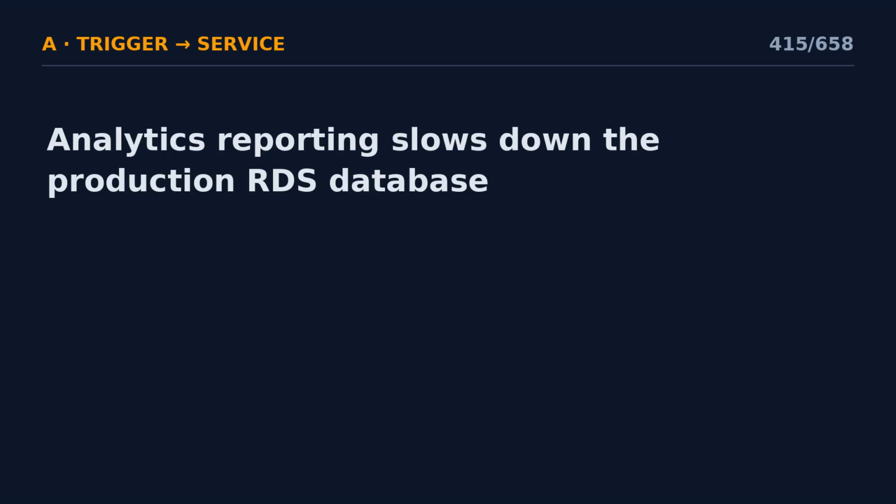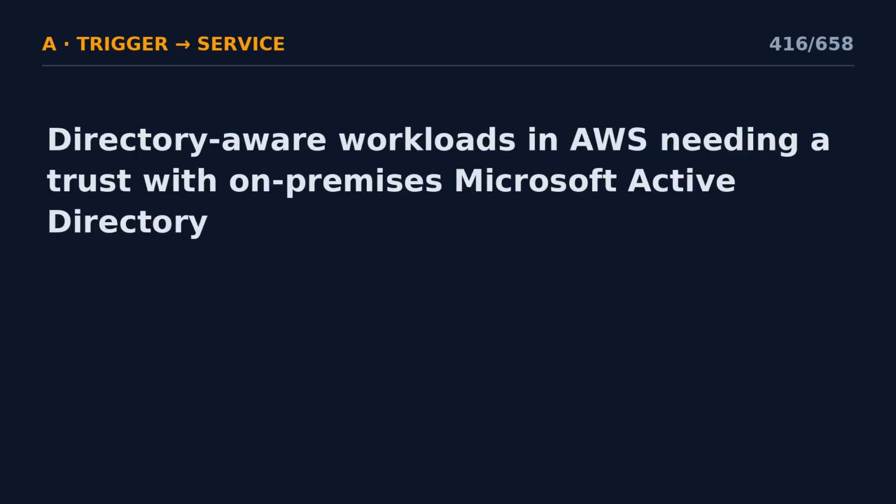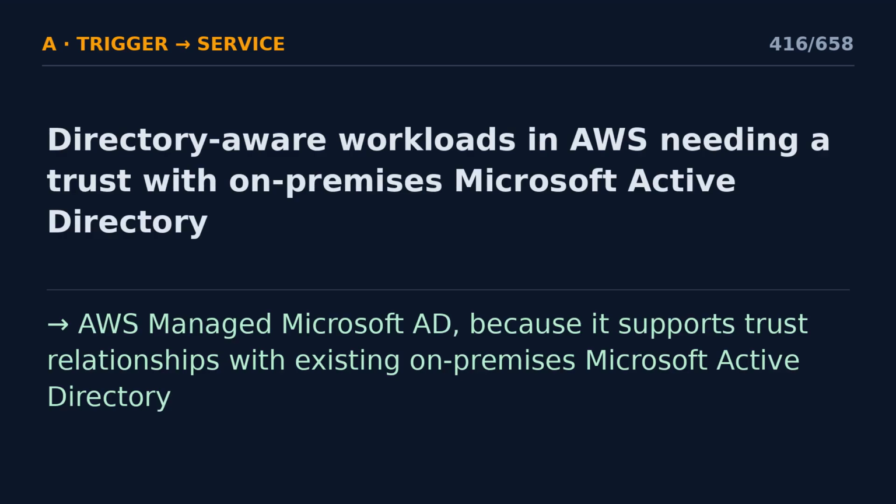Analytics reporting slows down the production RDS database. Answer: RDS read replica, sized with the same capacity as the primary, and point analytics at it. Directory-aware workloads in AWS needing a trust with on-premises Microsoft Active Directory. Answer: AWS Managed Microsoft AD, because it supports trust relationships with existing on-premises Microsoft Active Directory.